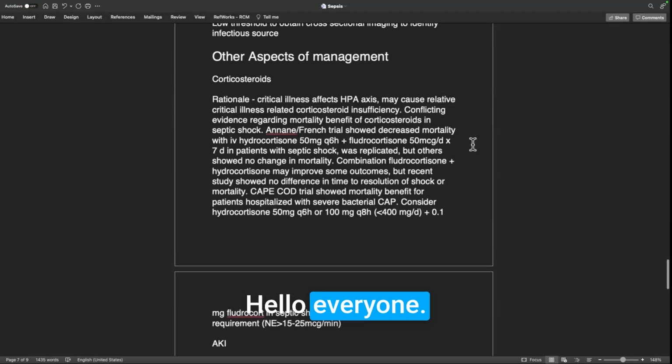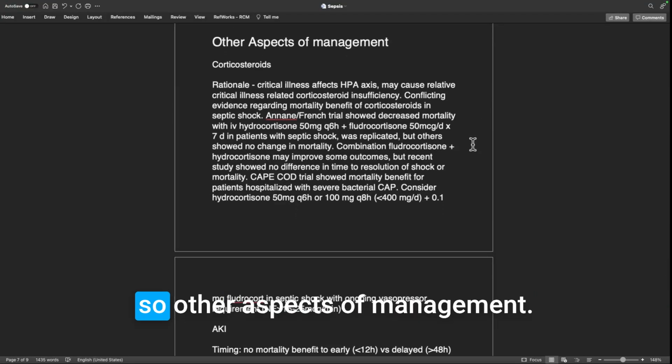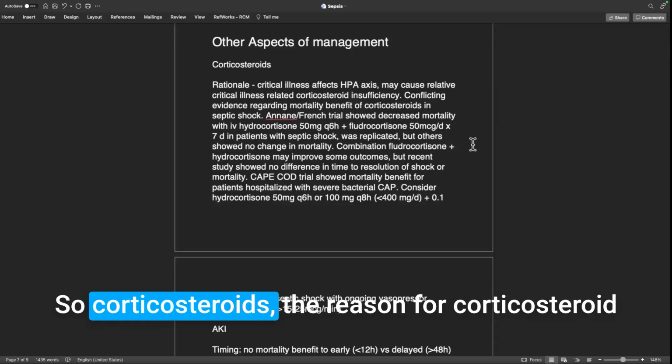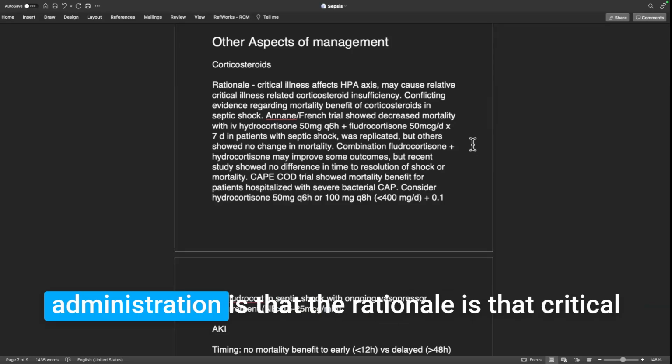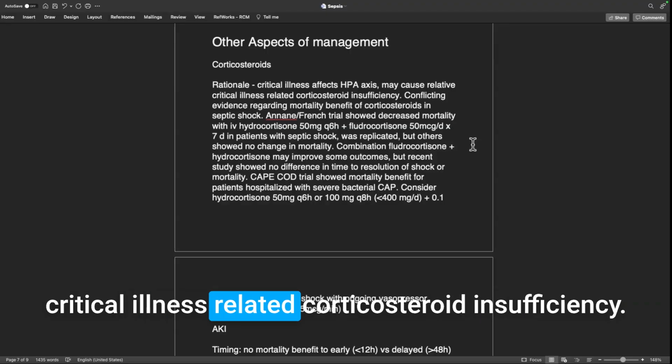All right, hello everyone. This is the second part of sepsis. Other aspects of management: corticosteroids. The rationale for corticosteroid administration is that critical illness affects the HPA axis and may cause relative critical illness-related corticosteroid insufficiency.